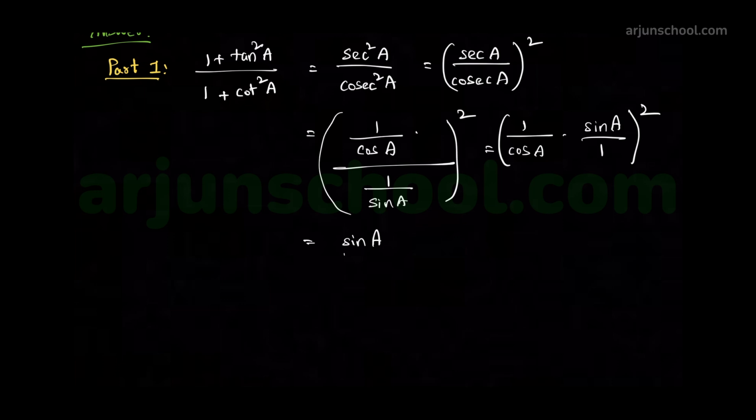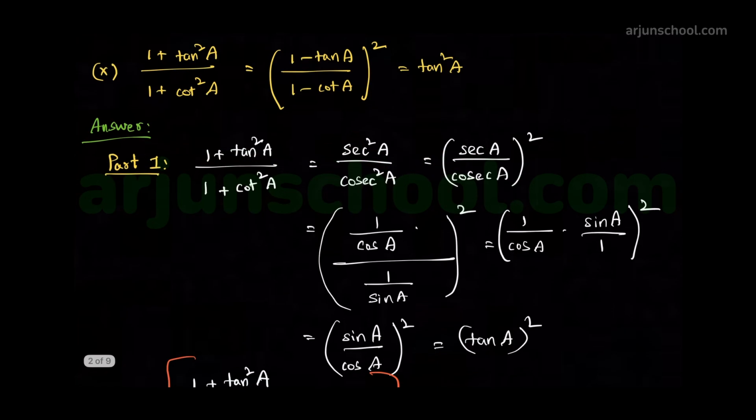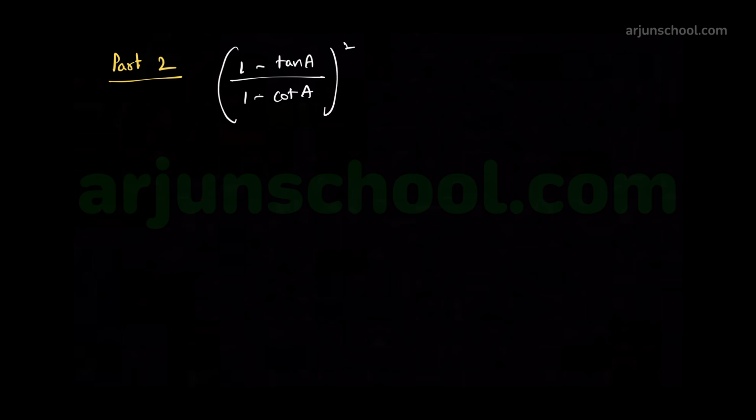That is equal to sin A by cos A whole square. That is equal to tan A whole square. That is equal to tan² A. We have proved that 1 plus tan² A by 1 plus cot² A is equal to tan² A. Now let us do the second part. Part 2 is 1 minus tan A by 1 minus cot A whole square. That is equal to 1 minus tan A by 1 minus cot A can be written as 1 by tan A whole square.